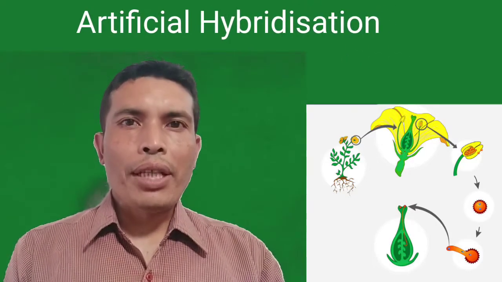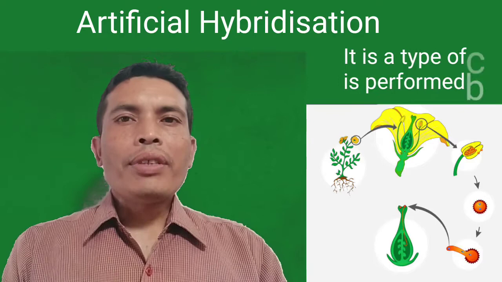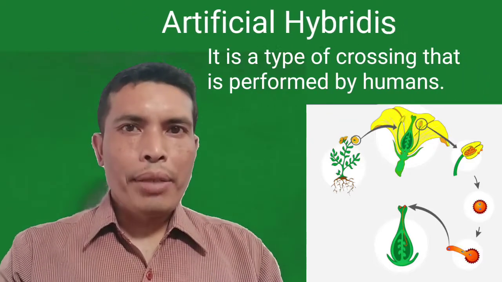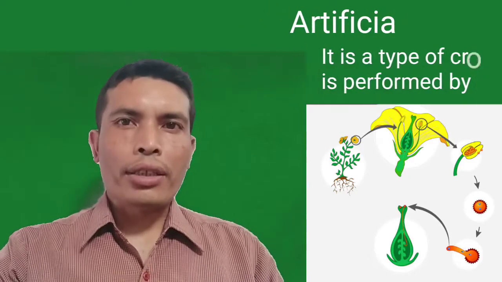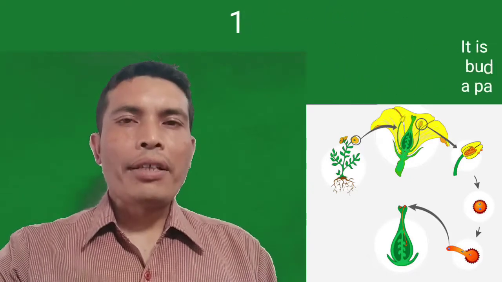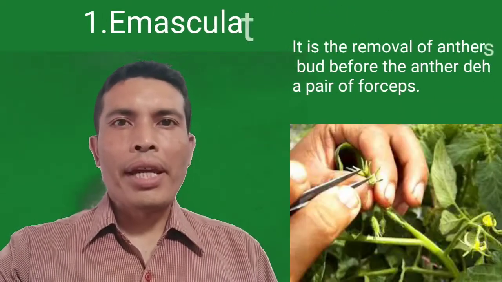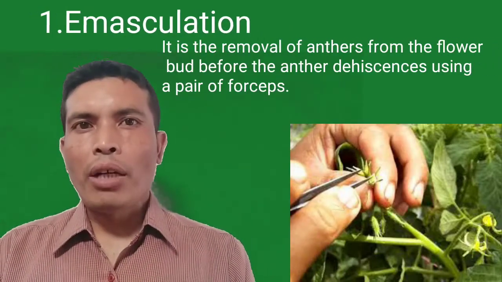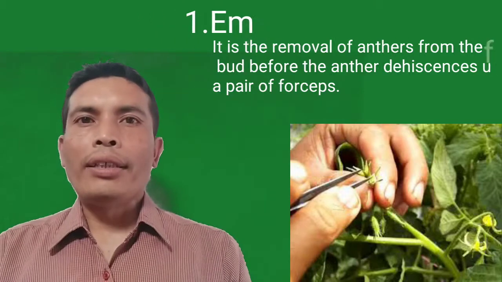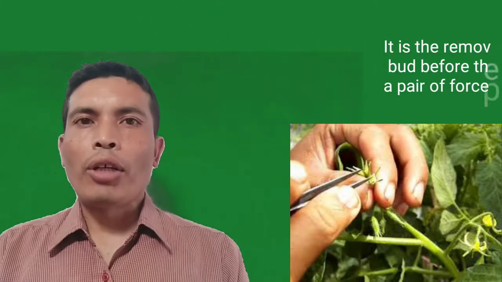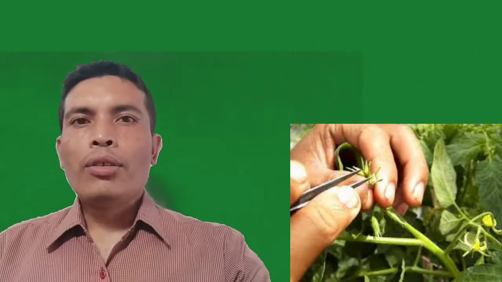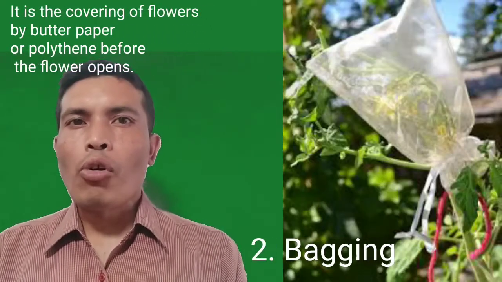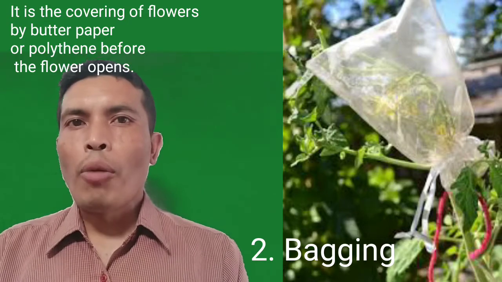What is artificial hybridization? Artificial hybridization is a type of crossing that is performed by human beings. Two important techniques used in hybridization are emasculation and bagging. Emasculation is the removal of anthers from the flower bud before the anther dehisces, using a pair of forceps. What is bagging? It is the covering of the flower with butter paper or polythene before the flower opens.